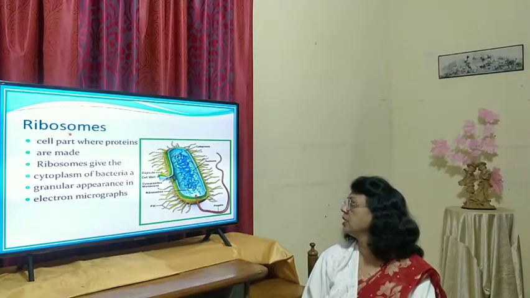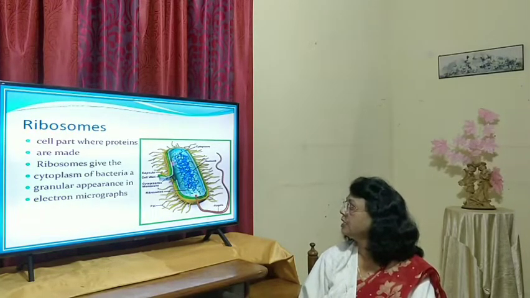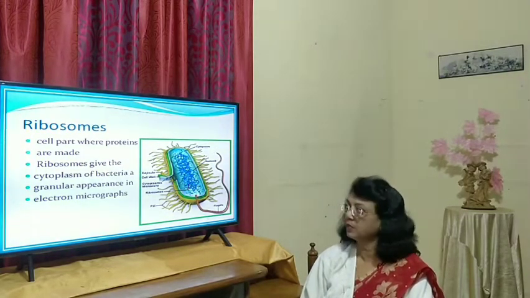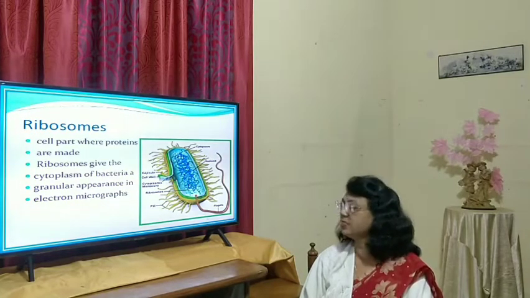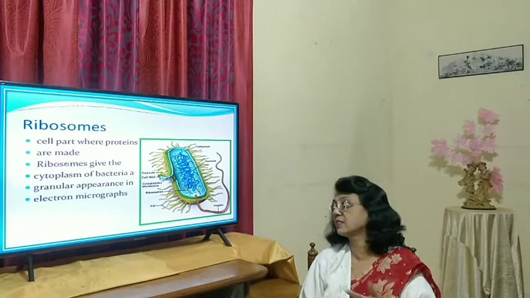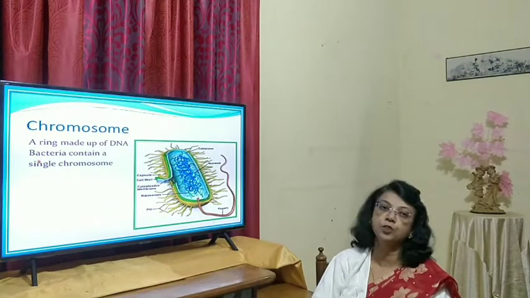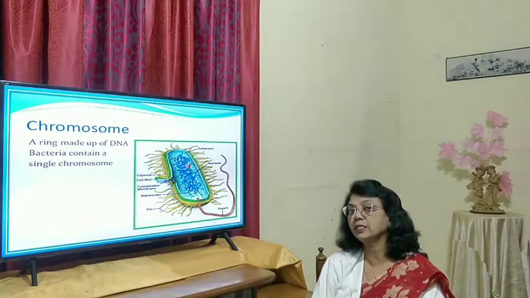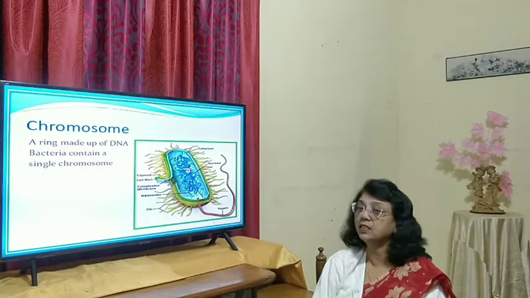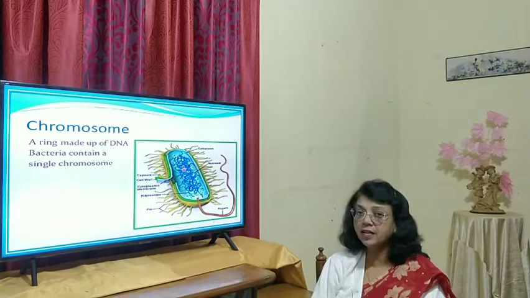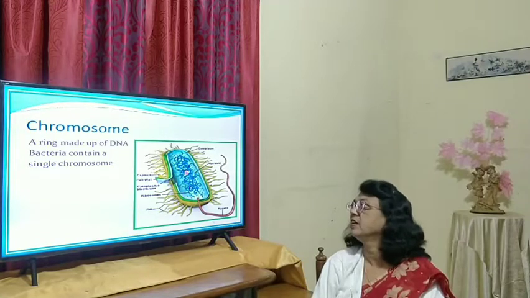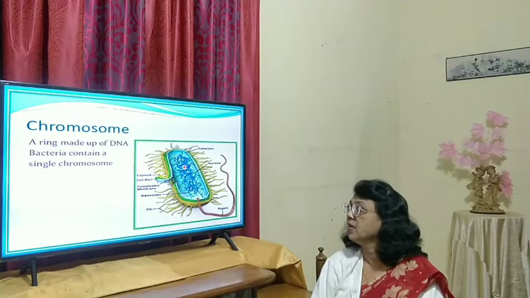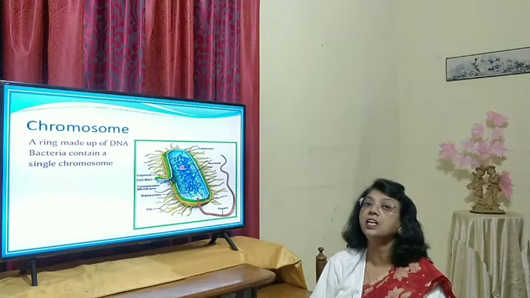The ribosomes. The granular portion that you see inside the blue structure is called the ribosome. It is the part of the cell where protein synthesis takes place. Next is the chromosome. The indigo blue colored coil structure that you see inside the bacterial cell is the chromosome. It is a ring made up of DNA. DNA means deoxyribonucleic acid. And it contains a single chromosome.